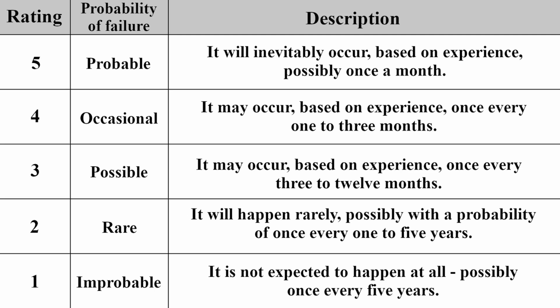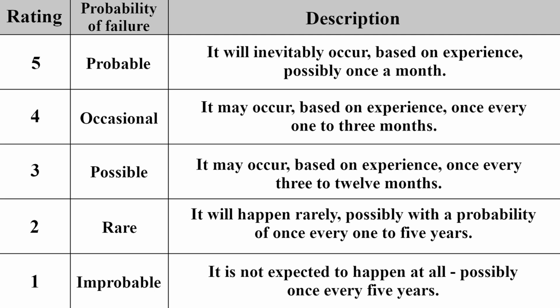The third subcategory of the likelihood rating is called possible and has a value of 3 points. The value is assigned 3 when the following probability can be accepted. It may occur, based on experience, once every 3 to 12 months. The fourth subcategory of the likelihood rating is called occasional and has a value of 4 points.